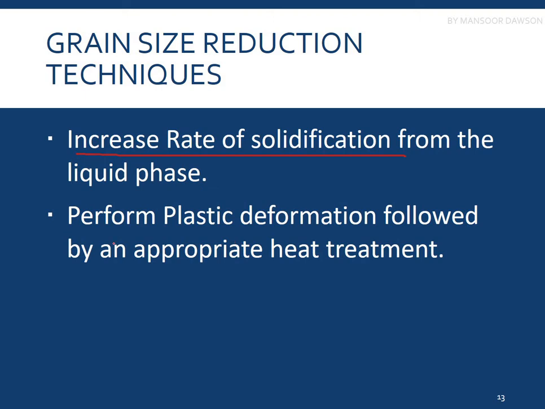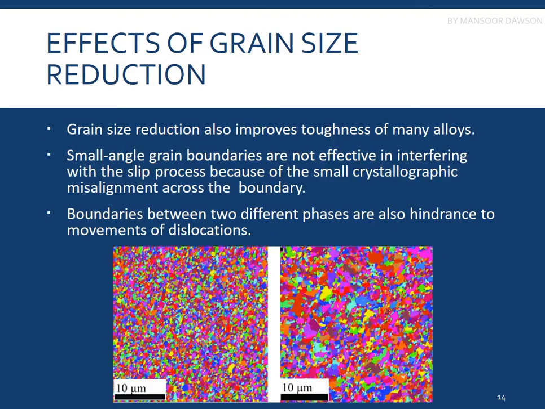Perform plastic deformation followed by an appropriate heat treatment. Okay, so the grain size reduction also improves the toughness of many alloys. Small angle grain boundaries are not effective in interfering with the slip process because of the small crystallographic misalignment across the boundary. Boundaries between two different phases are also a hindrance to the movement of dislocations. This is what I discussed in the previous slide.